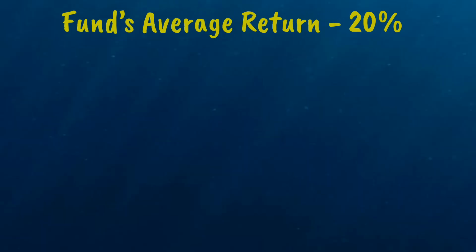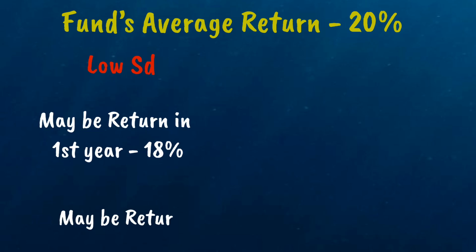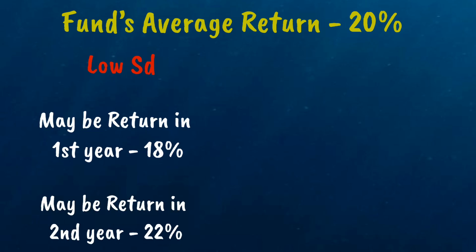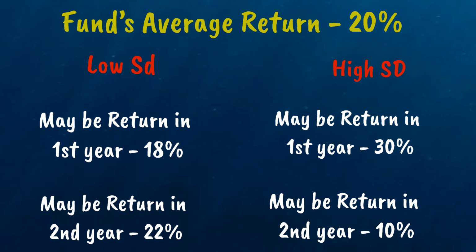Let's understand SD with an example. Suppose a fund has given 20% return. That fund has a low SD. So it may give around 18% return in 1 year or 22% return in another year. But if the same fund has higher SD, it may give 30% return in 1 year and 10% return in another year. So the average of both the funds is 20% only. If you are a conservative investor, you should go for lower SD. But if you want to seek higher returns, you can go with the higher SD.